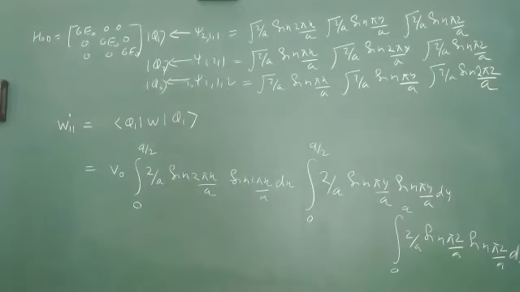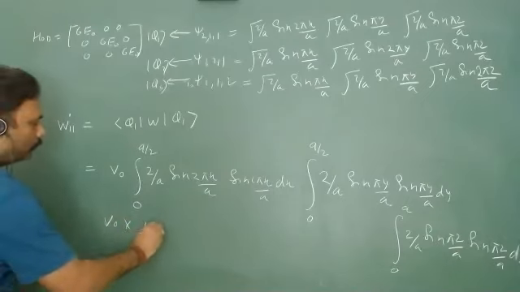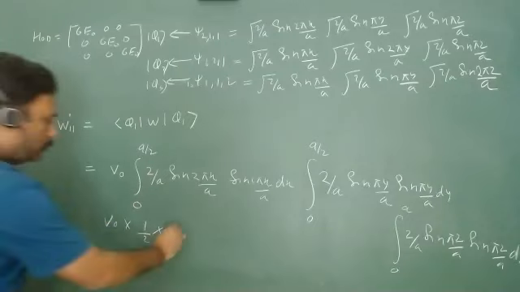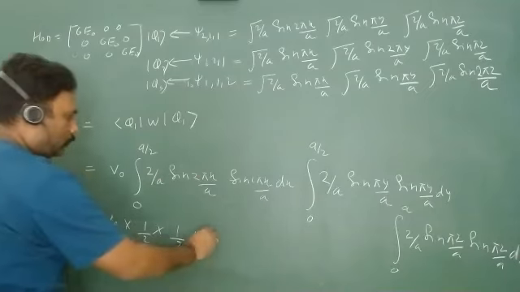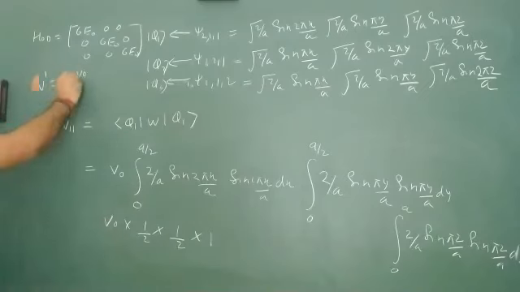So what will be this integration? First integration, can anybody tell me? Half, sir. 1 by 2. Very good. What will be the second integration? 1 by 2, sir, into 1. What will be the third integration? 1. So the first term of W dash is V naught by 4.